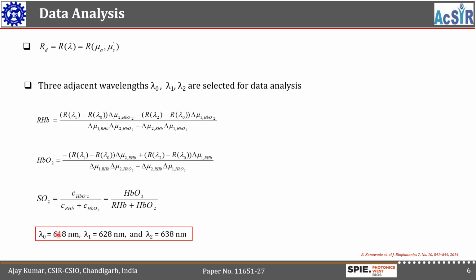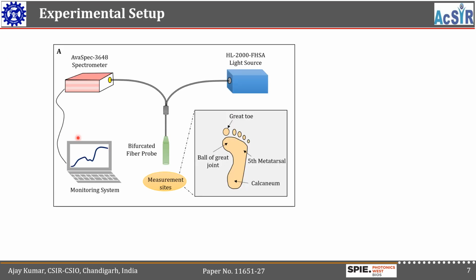We have selected 618, 628 and 638 nanometer for our data analysis. We have used a bifurcated fiber probe for this study. This fiber probe has 6 illumination and 1 collection fiber, and all are 200 micron multimode fibers.